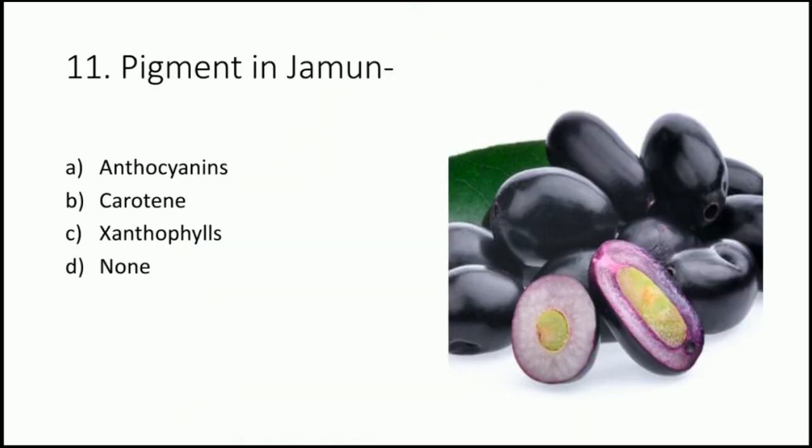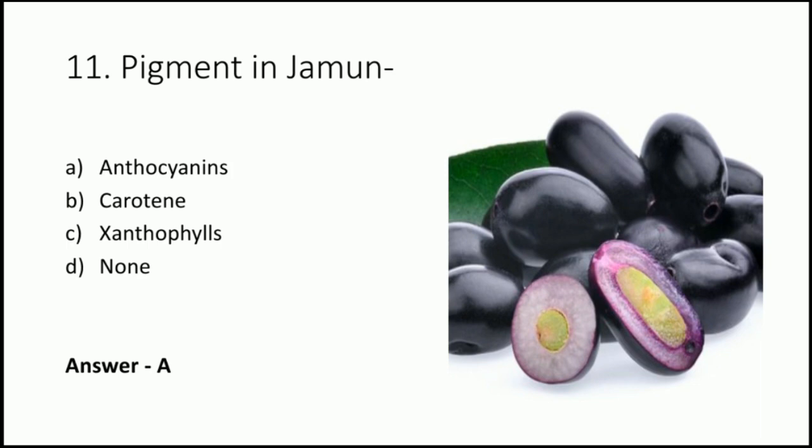Next question. Pigment in jamun. These are jamuns. You can see the color is violet purplish. The pigment responsible for this color is option A, anthocyanins. Anthocyanins are the pigments responsible for red, purple and blue color. So all the fruits and vegetables which are red, purple or blue have anthocyanins. Other examples are brinjal and red cabbage, the purple cabbage; all these have anthocyanins as their pigment. And the thing about jamun is that it is very good for diabetic people. All those people who have sugar problems, diabetes, should consume jamun.